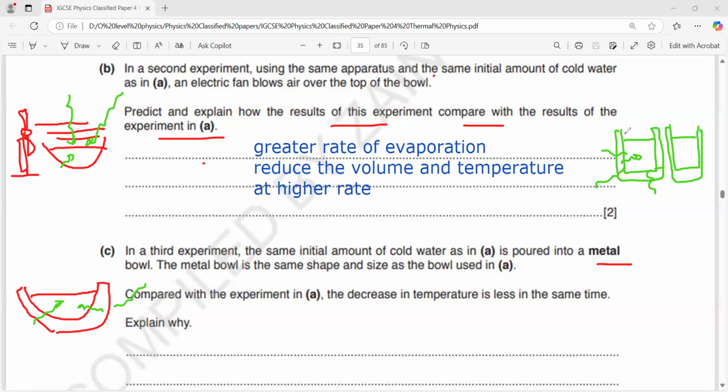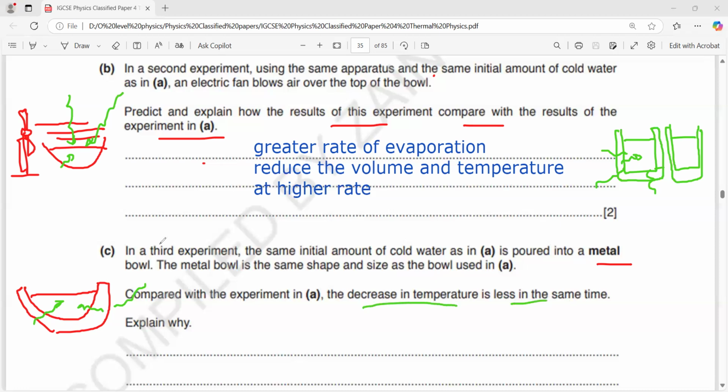Can it absorb the energy of the water? A temperature difference should be there to absorb energy from the water. It's always heat energy transfer from hot to cold. So we don't have hot water here. The water is at room temperature. So compare with it, the decrease in temperature is less in the same time.